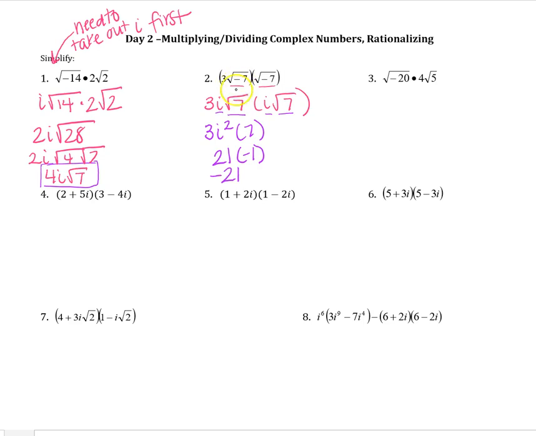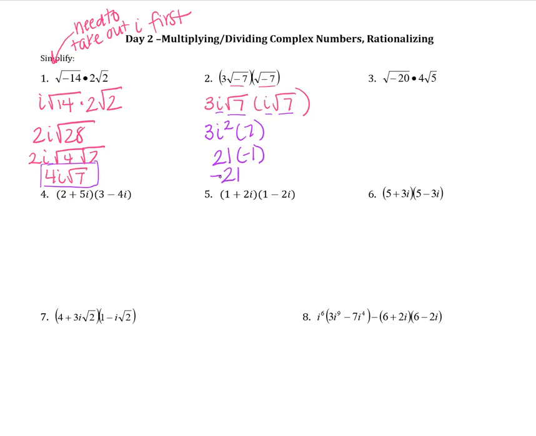Now, it's very important that we take out the i first, especially in an example like this, because otherwise I would get the final answer off by the wrong sign. It would be positive 21 instead of -21.